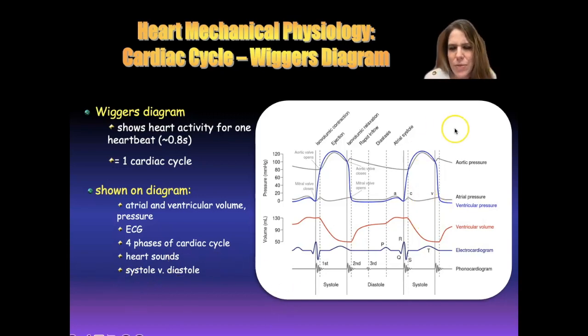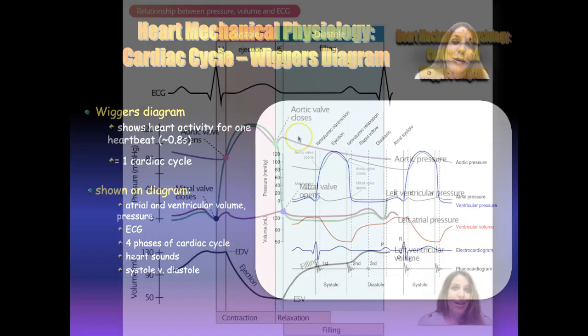So all of this information is available here. You can see your phonocardiogram where you have your heart sounds, the electrocardiogram with the waves that we've already talked about, the volume in the ventricle, the pressure in the ventricle, the pressure in the atrium, and the pressure in the aorta. And again, the phases of the heart correlated to all this. All this information we are going to be talking about in our next slide where we break down the Wiggers diagram. Here we go.